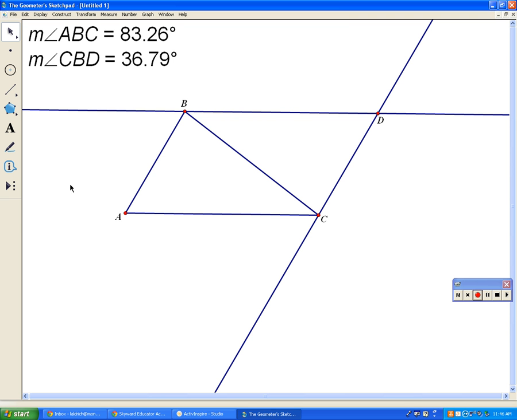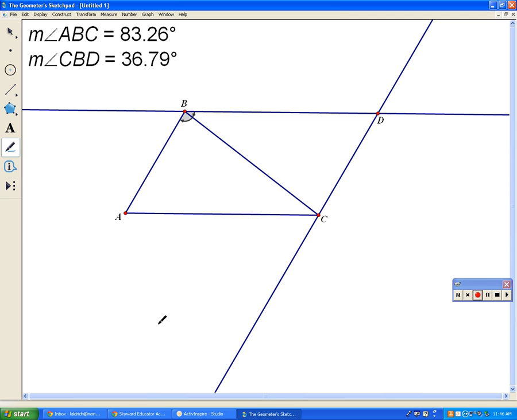Yes. When you measure them, aren't you supposed to measure them in the same order? If I measure A, B, C, then that's me measuring this angle right here. That's angle ABC, okay? So that's that one. And then if I measure CBD, then that will give me this angle right there. Okay? So those are the two angles that we were looking for.